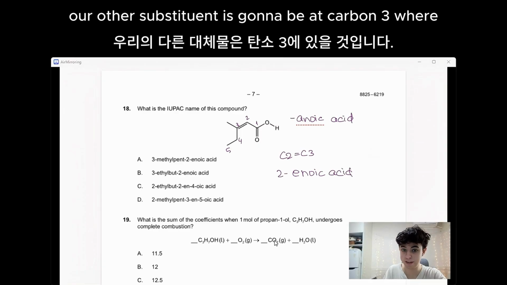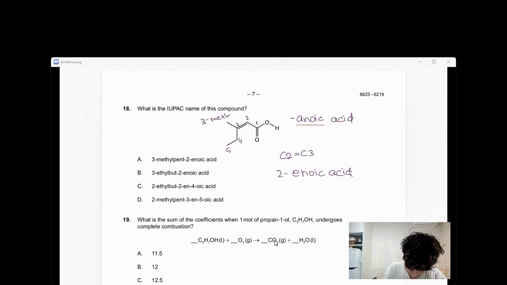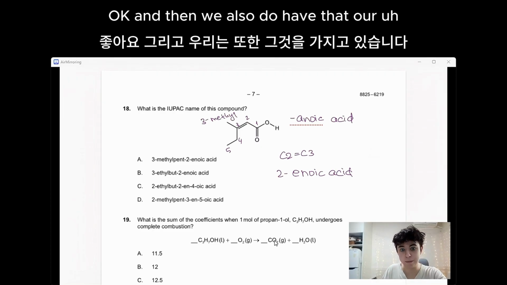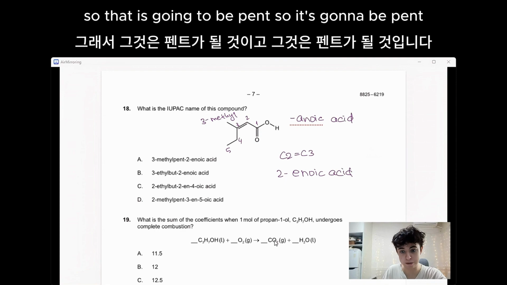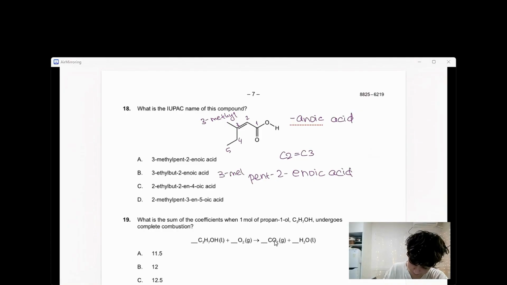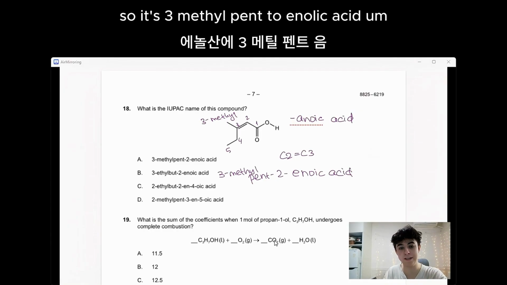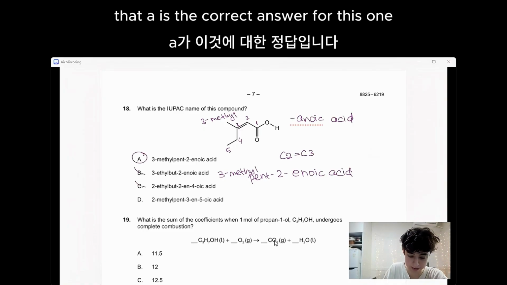Meanwhile, our other substituent is going to be at carbon 3, so we do have 3 methyl. Okay, and then we also do have that our parent chain is 5 carbons. So that is going to be pent. So it's going to be pent 2 enoic acid. And so then we'll add our 3 methyl. So it's 3 methyl pent 2 enoic acid. And so that does get us that A is the correct answer for this one.